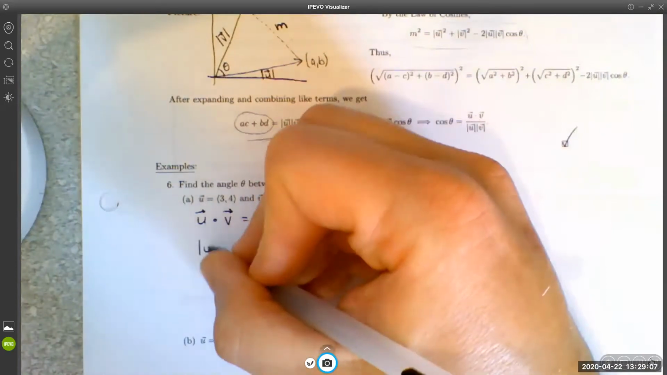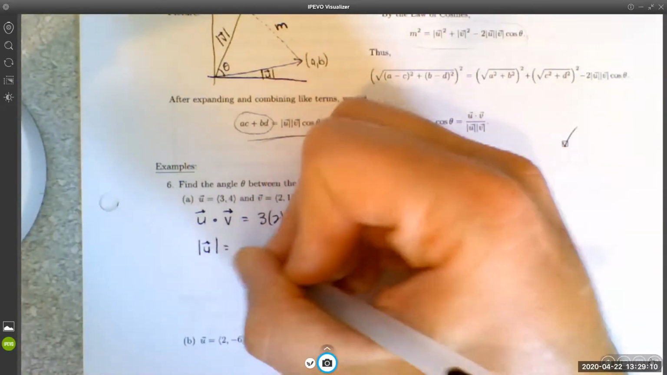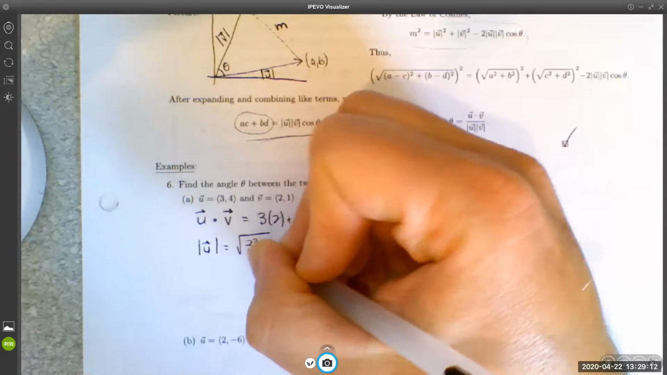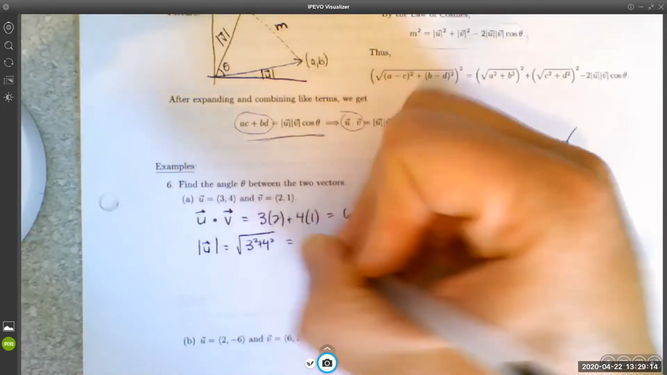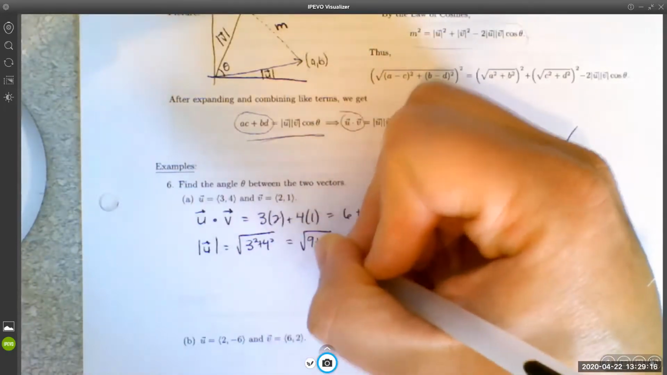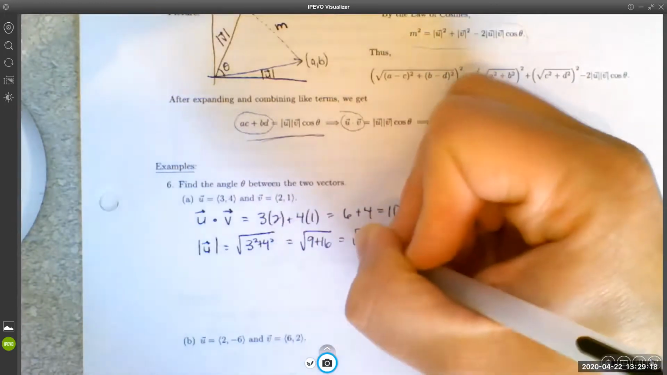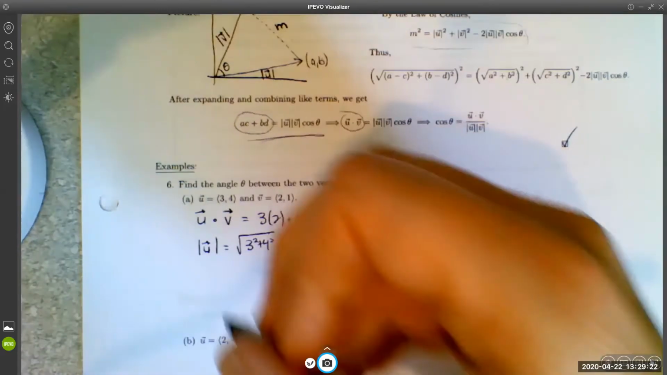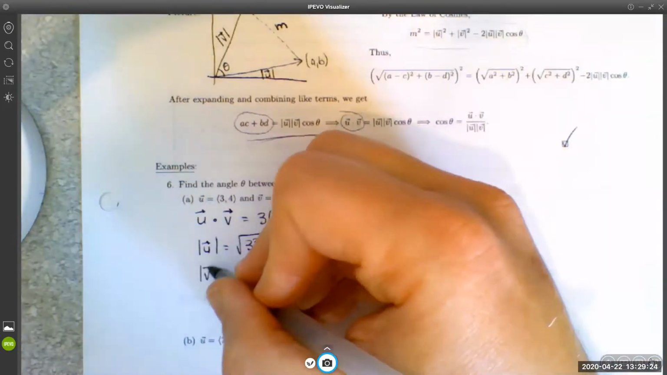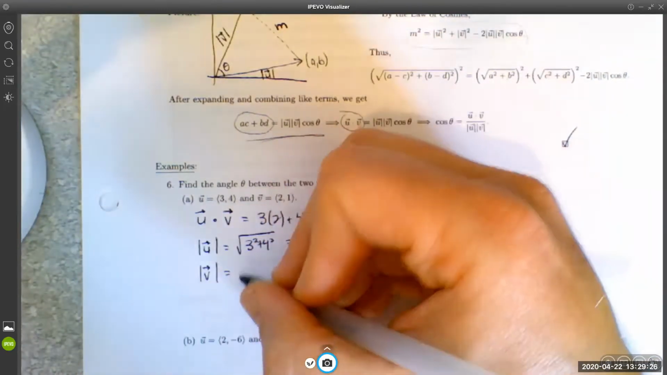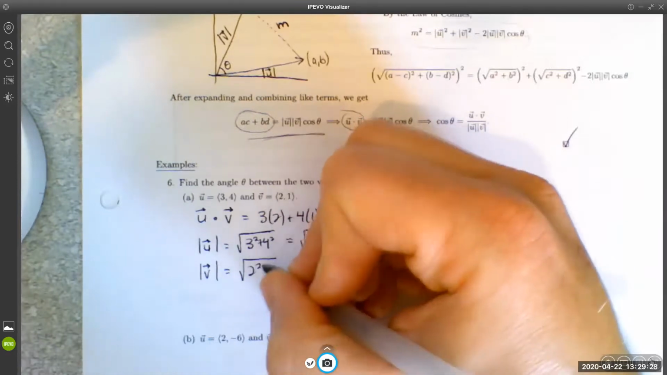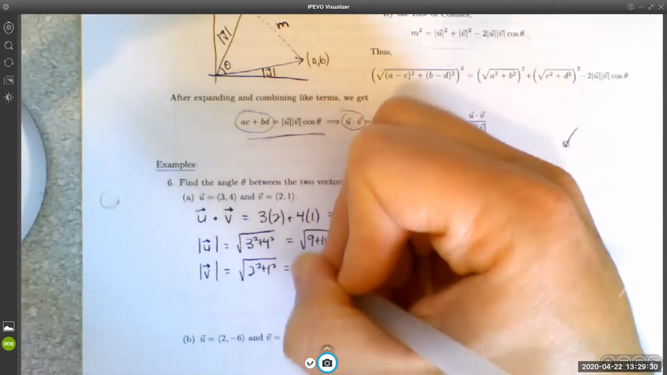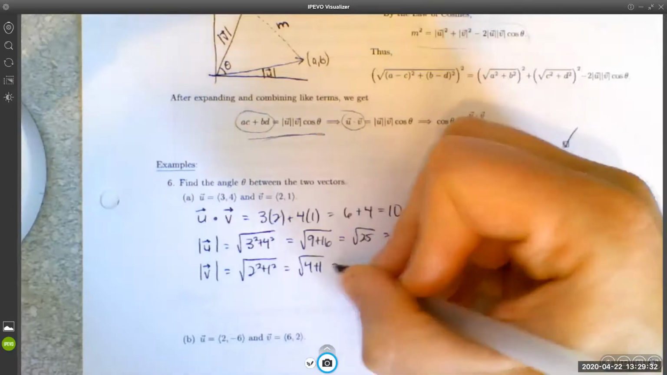Magnitude u is going to be the square root of 3 squared plus 4 squared. We just did that a second ago. It's one of our favorites because it works out nicely, right? But that magnitude is 5. Magnitude v is going to be the square root of 2 squared plus 1 squared. That's the square root of 4 plus 1, which is the square root of 5.